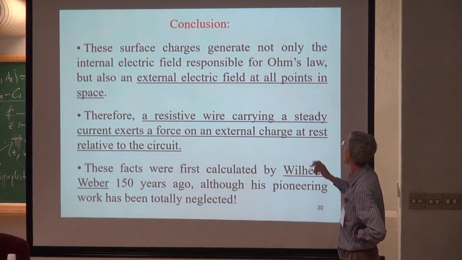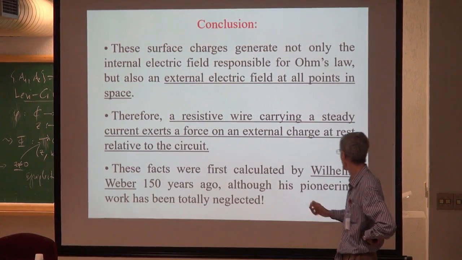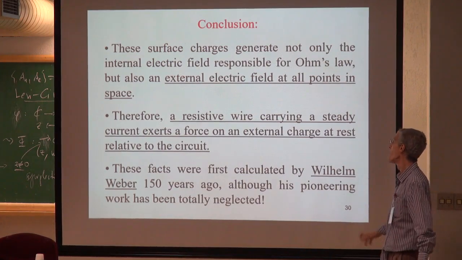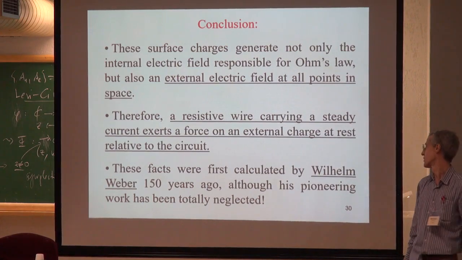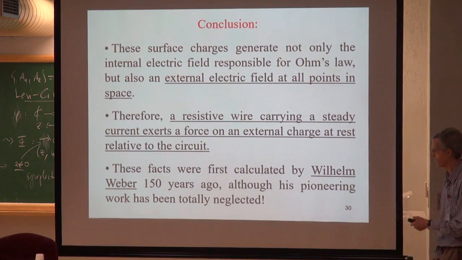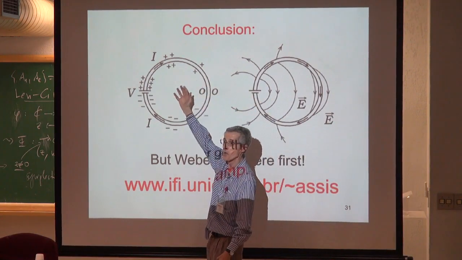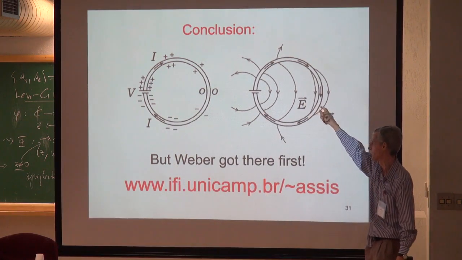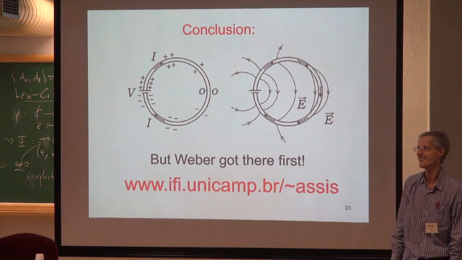Therefore, a resistive wire carrying a steady current exerts a real force on an external charge at rest relative to the circuit. These facts were first calculated by Wilhelm Weber 150 years ago. Also, his pioneering work has been totally neglected. So, the conclusion: these are the surface charges which create the internal electric field, but also an external electric field. But Weber got there first, not myself. Okay, thank you.